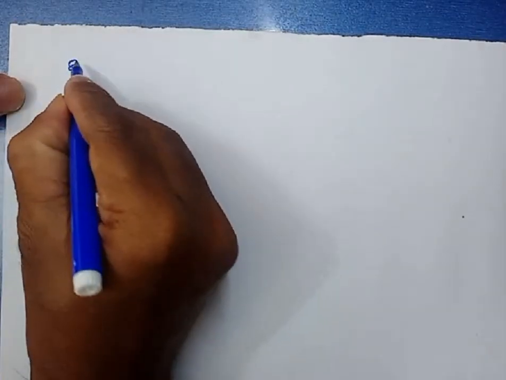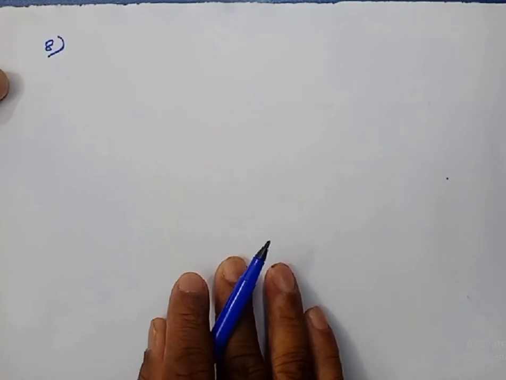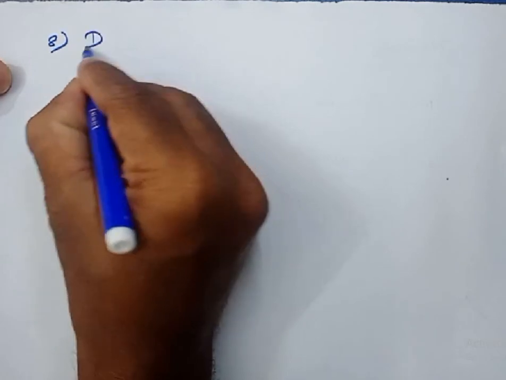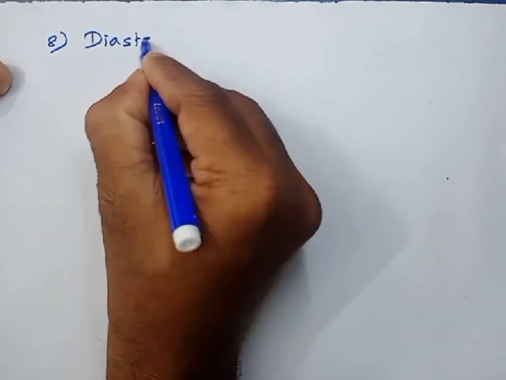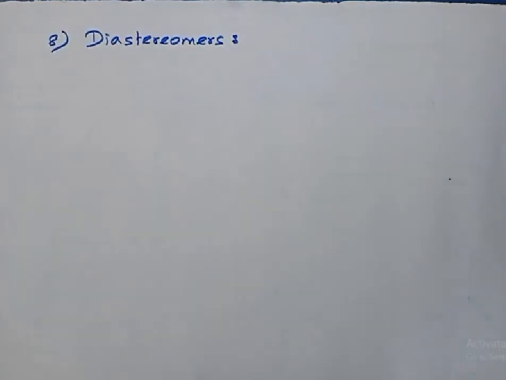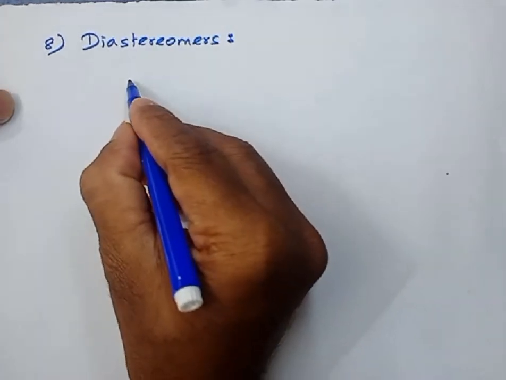Now listen, students. So this is regarding enantiomers. Now let me use the next important term. What are called diastereomers? Diastereomers. Suppose I take two chiral molecules. Students, observe carefully.